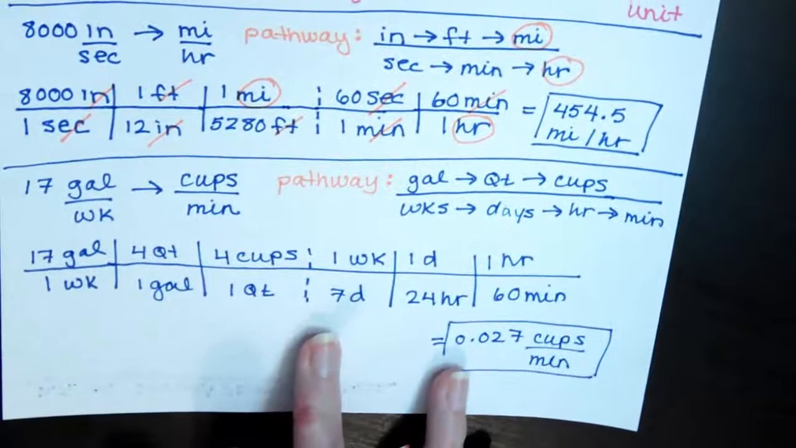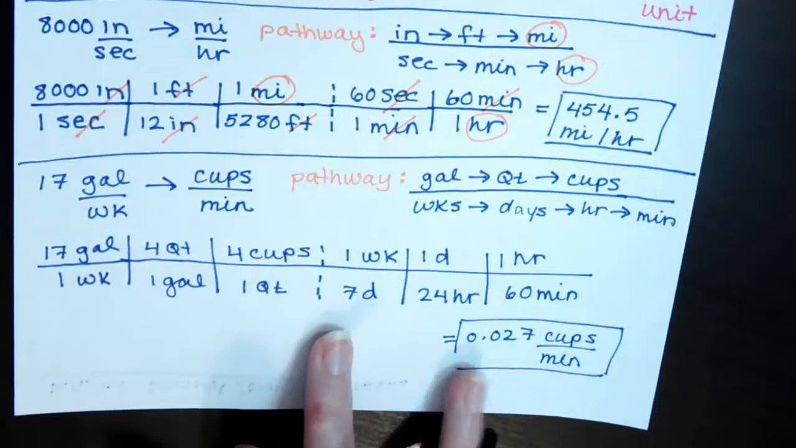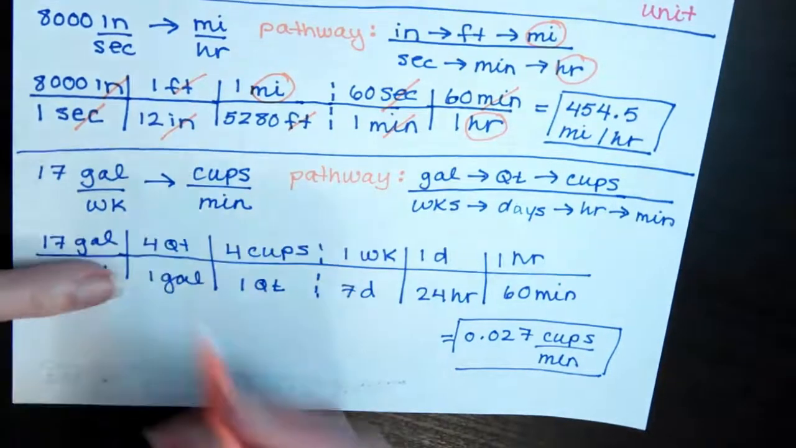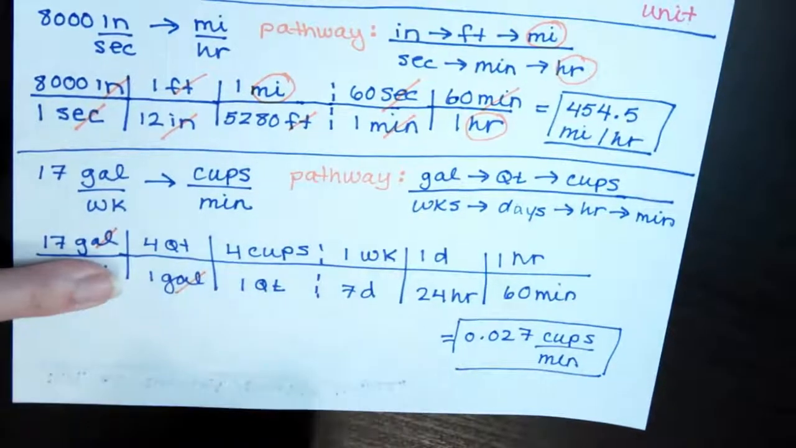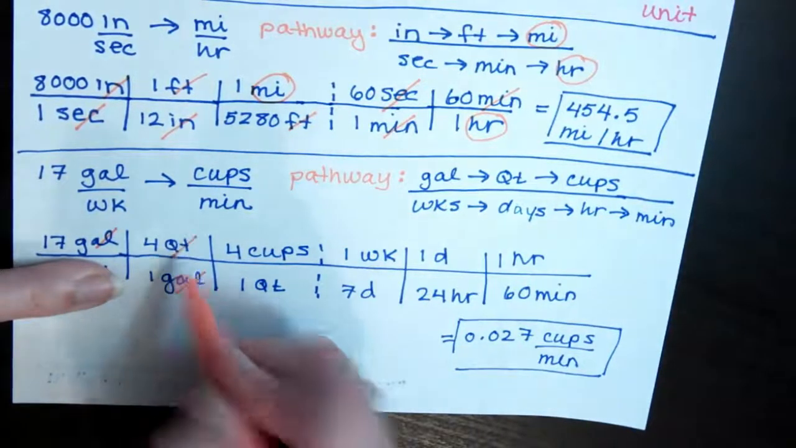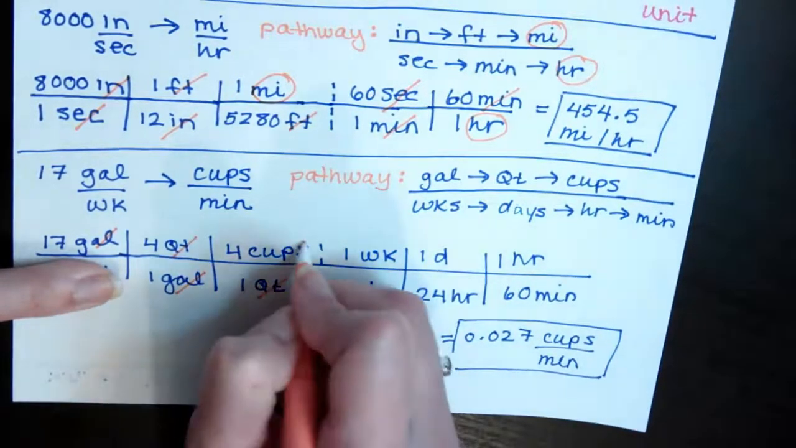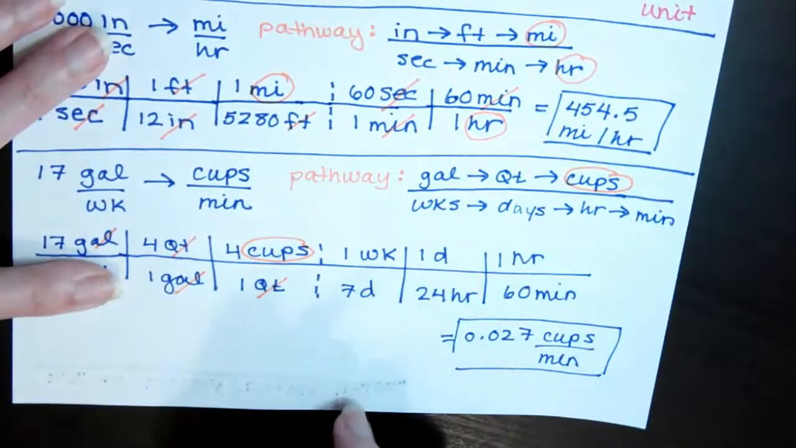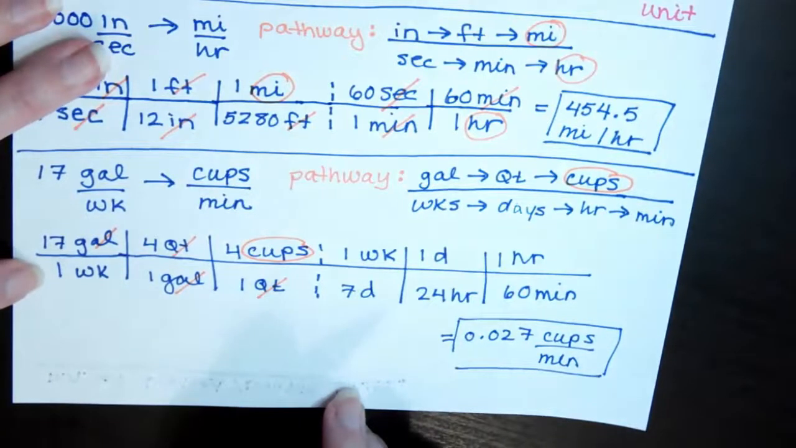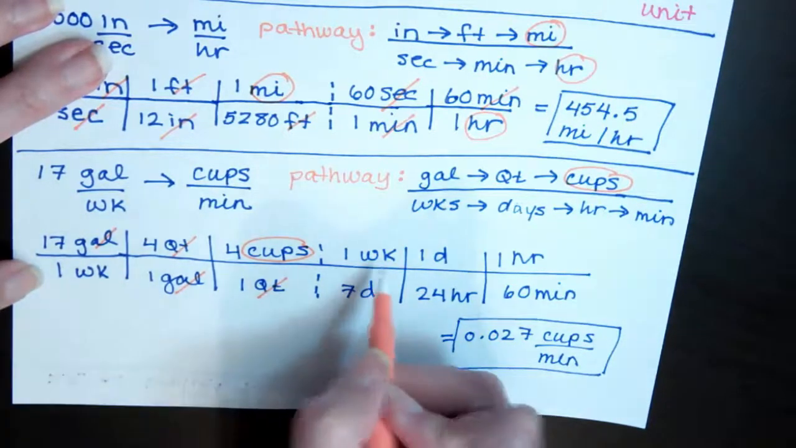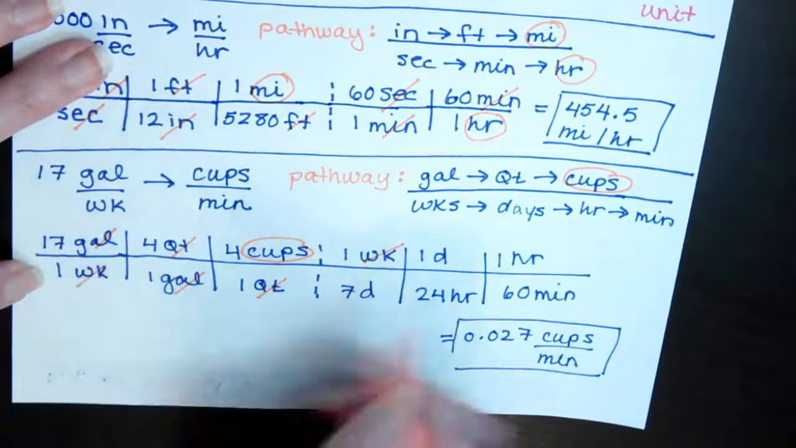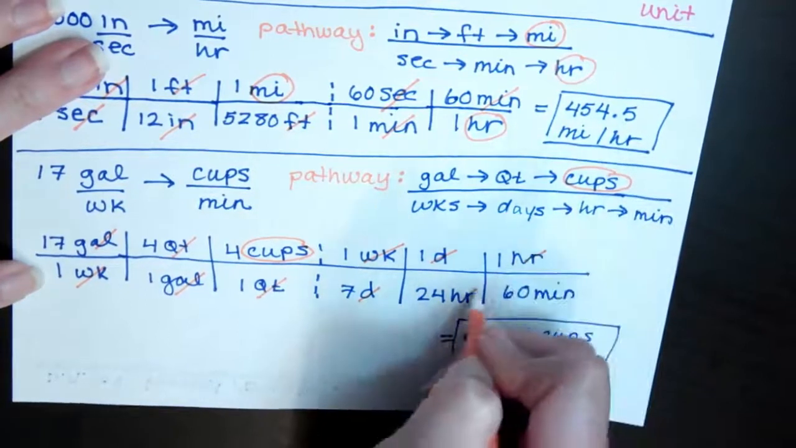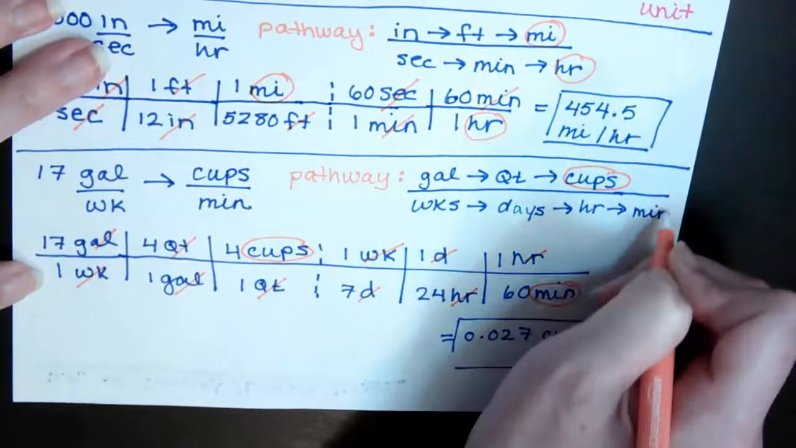All right, you can see here that I went from gallons to quarts, quarts to cups. Now I have cups on the top. Now it's time to come back and convert the bottom. Because weeks on the bottom, I need week on the top so it cancels. Week to days, days to hours, hours to minutes.